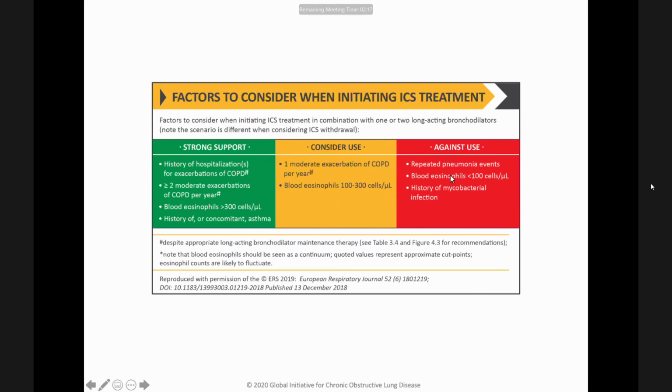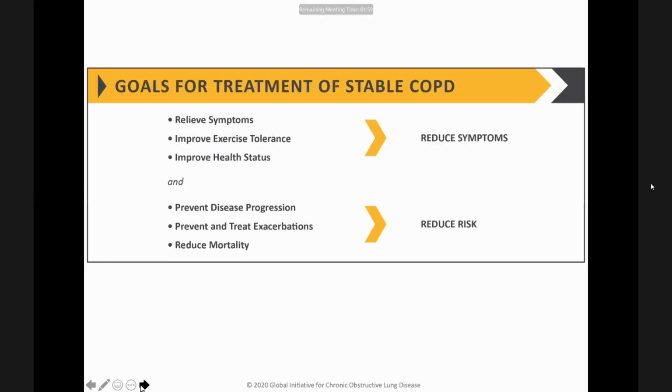So what are the reasons to stop? If there are repeated pneumonia events, in that case, you can consider stopping the ICS, and also if blood eosinophils are less than 100, and with a history of mycobacterial infection. So if there is a history of tuberculosis, then we can consider against using the inhaled corticosteroids.